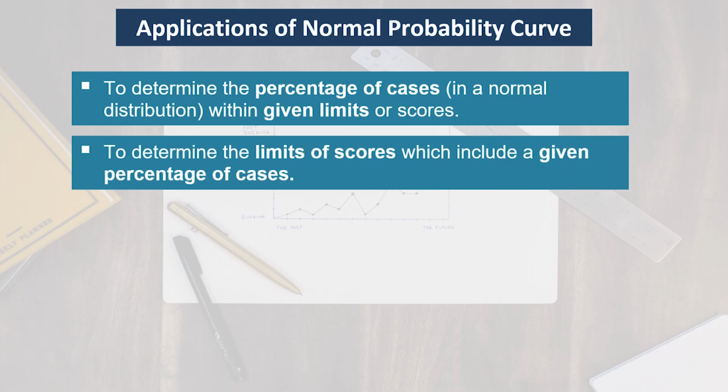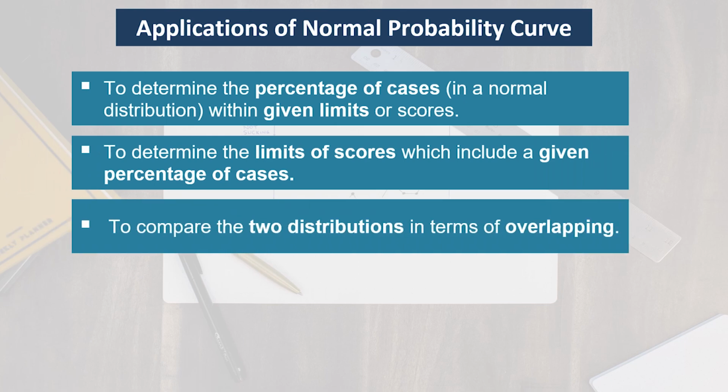The second application is to determine the limits of scores which include a given percentage of the cases. Here it is just the opposite of the first application. Here the percentage is given, and you have to find out the limits. A definite percentage will be given, and the question will be asked: between what limits will that percentage of cases come? That also we will discuss. It is the second application.